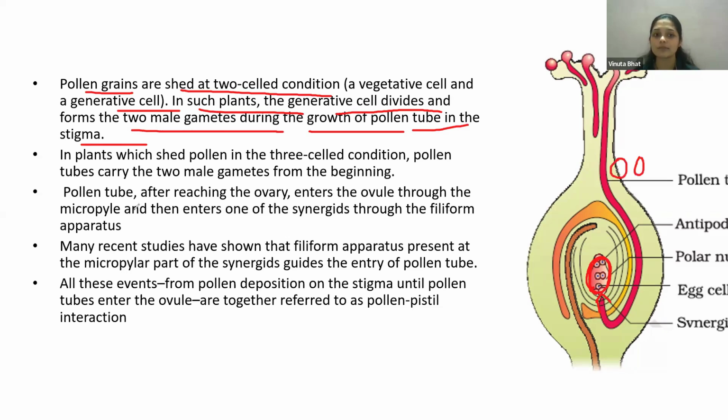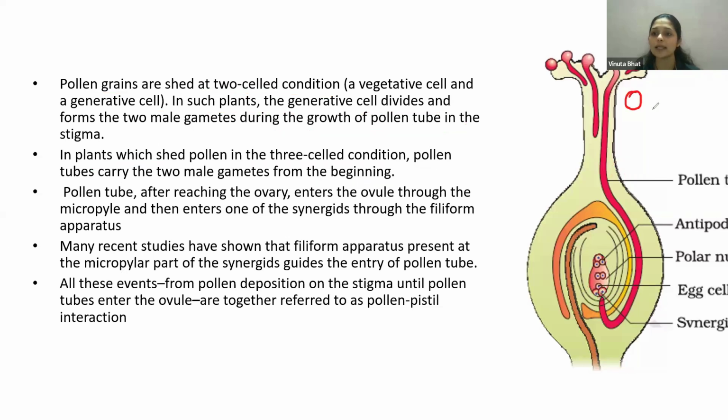Okay, then in the plants which shed the pollen at the 3-cell stage, the pollen tube carries the two male gametes from the beginning. If the pollen grain is shed at the 3-cell stage, the pollen tube carries the two male gametes from the beginning.